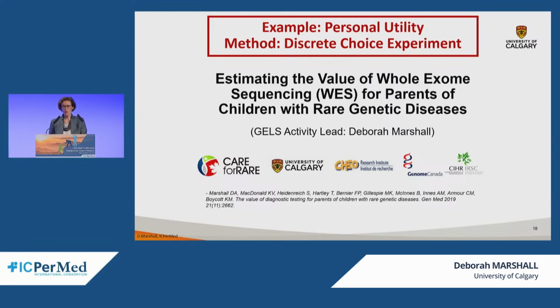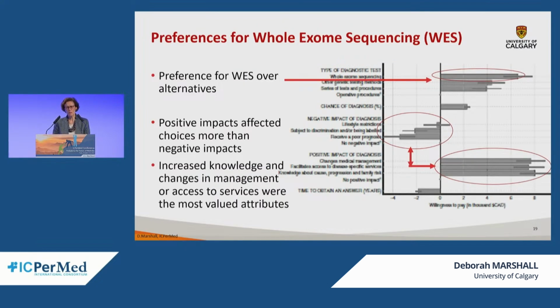Another example is personal utility. I had mentioned these discrete choice experiment methods. In discrete choice experiment methods, we describe profiles of alternatives, and then we ask people to choose. We've experimentally designed those choices, and we can infer how much they weigh, essentially, each of those features, in context, of course. So here we were looking at whole exome sequencing for rare diseases. This is our SOLVE project, which is another Genome Canada research project. And we looked at their preferences.